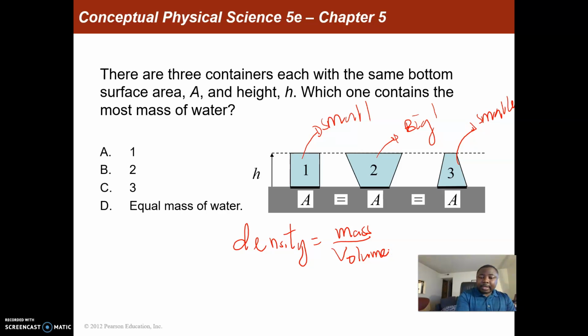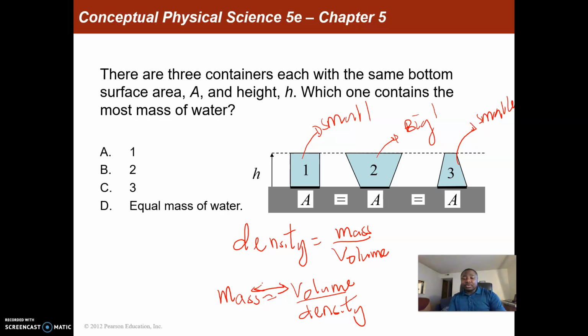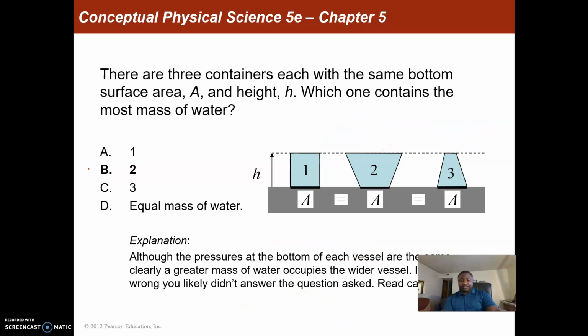Remember? And from here it's possible for us to find a relationship between the mass and the volume, from which we have that the mass is equal to the density times the volume. Notice that there is a direct relationship between the mass and volume. If the volume increases, the mass will increase, and if the mass increases, the volume will increase. Therefore we can see that since the volume of region 2 is higher, it will contain more mass than any of the others. So the answer will be B, which is 2.